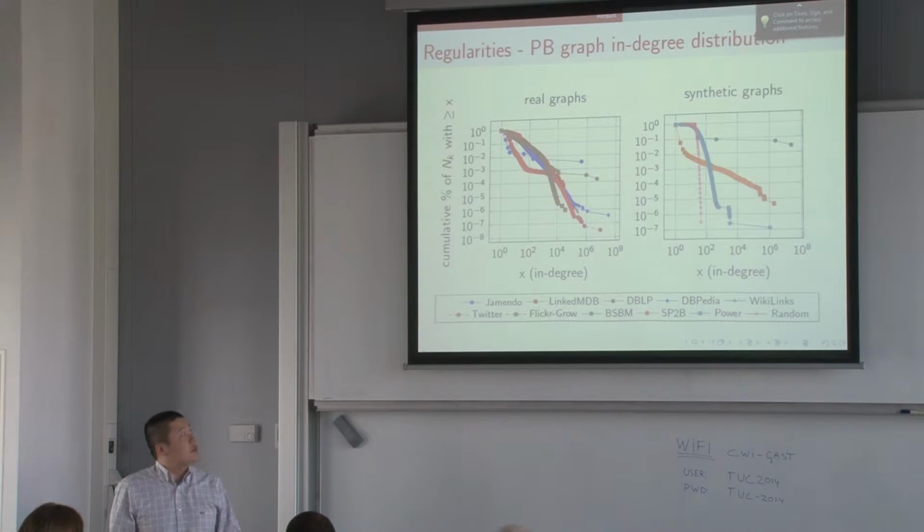There's another example. We plot the in-degree distribution for the partition block graph. Again, for real graphs, they all follow the power law distribution. For synthetic graphs, many or most of them do not follow the power law distribution.